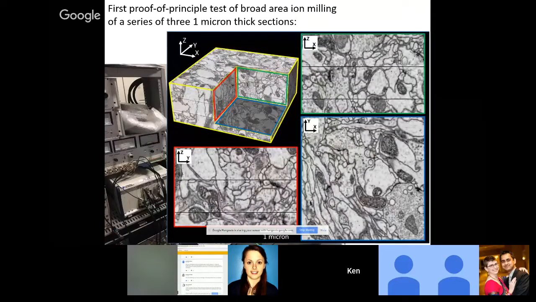This is the first proof of principle test of this broad area ion milling SEM technique. It's on a single beam system, and it's early days on this, but I think this is a good proof of principle. This is a volume acquired at less than 10 nanometer isotropic resolution, spanning a series of 3 1 micron thick sections.